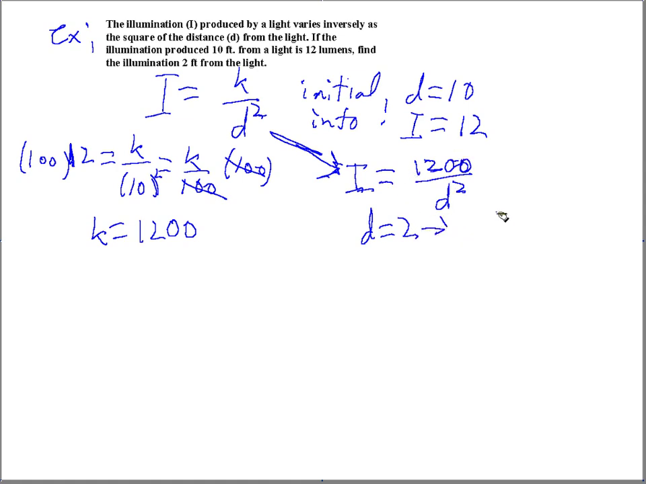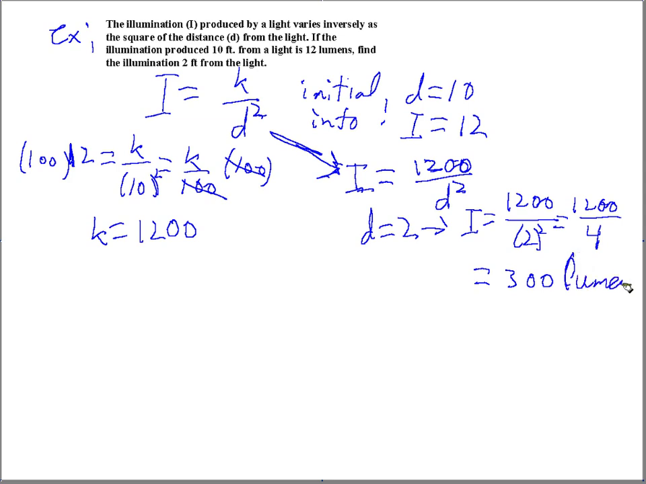So therefore, I is equal to 1,200 divided by 2 squared, or 4 if you will, right? So 1,200 over 4. So that's equal to what? 300. 300 lumens. The light gets brighter. Okay, that's an L right there. Sorry about that. So 300 lumens is the answer we're looking for, right? Bottom line, the answer is 300. So 300 is the solution we're looking for on this problem.